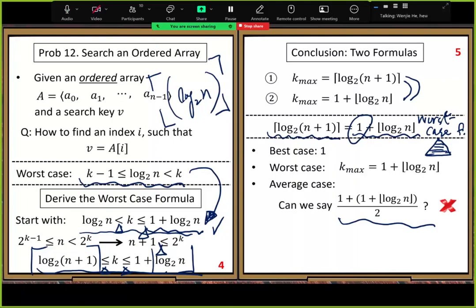But how to calculate? We need to go back to that pyramid and look at the contribution from each level. Each level has a contribution to the final average. Then we need to do a very accurate calculation of the contribution to the final average. So we will do it next time. Let's leave this question for next time. Okay, all right, that's it.